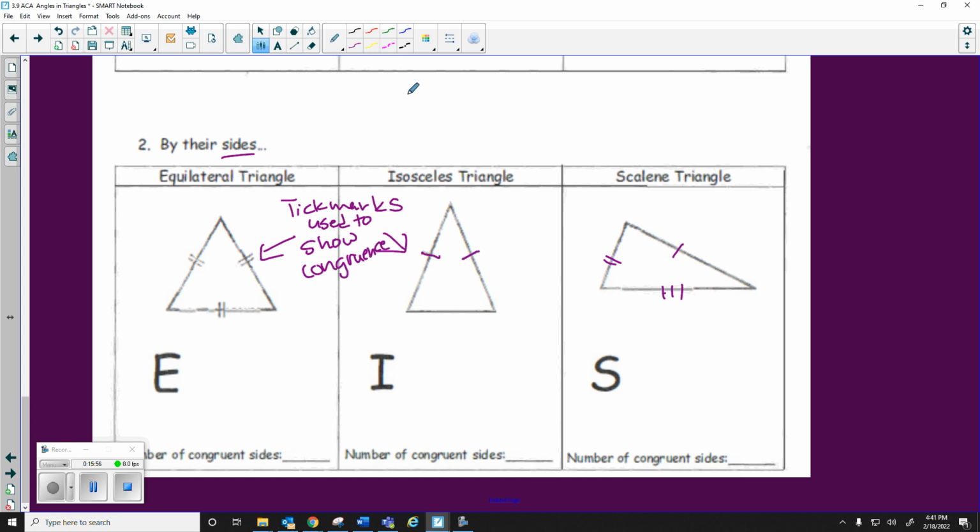Again, on an equilateral triangle, it doesn't have to be that they all have 2 tick marks. It could be 1, 1, and 1, showing that they all have the same length, or 2 tick marks like here. The number of tick marks shows congruency.